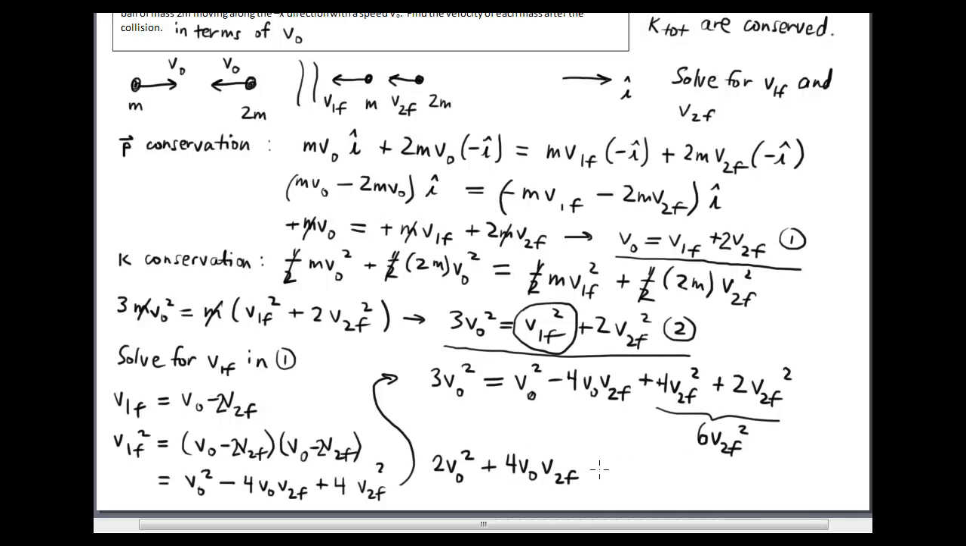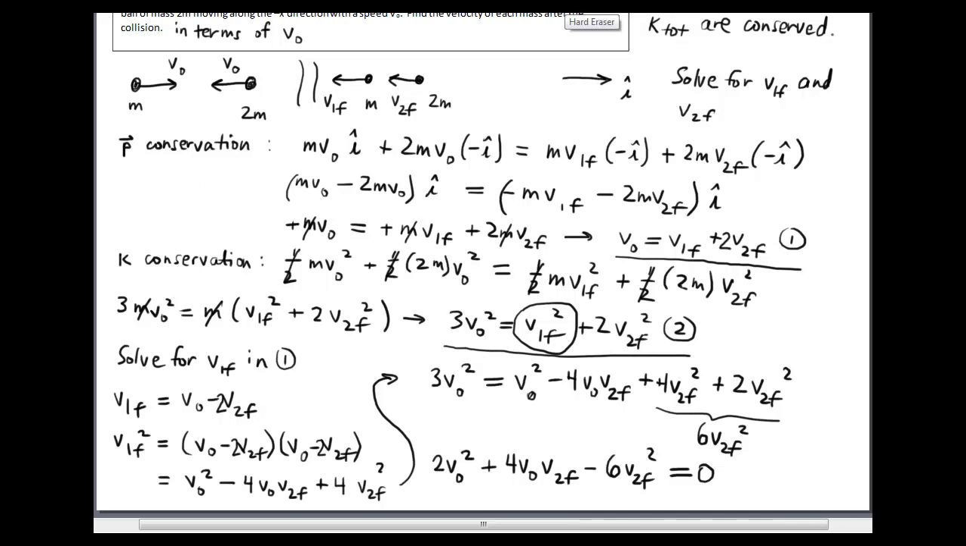And then this becomes minus 6 v2 final squared equals 0. All right, and I've got one equation with one unknown. The unknown is v2 final. And this is clearly a quadratic equation. So I'm going to have to work a little bit to solve it.